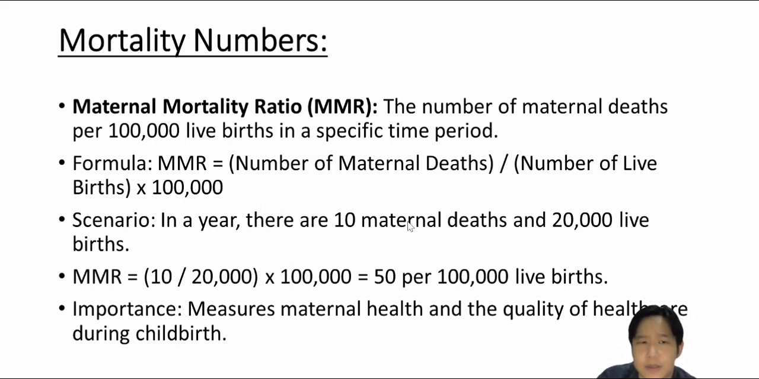Why is it important? Because maternal mortality ratio measures maternal health and the quality of healthcare during childbirth. It also gives a picture, an idea about the quality of the healthcare of a place, of a country. So if the maternal mortality ratio is like this, 50 per 100,000, it is quite high. It's very high. Okay.